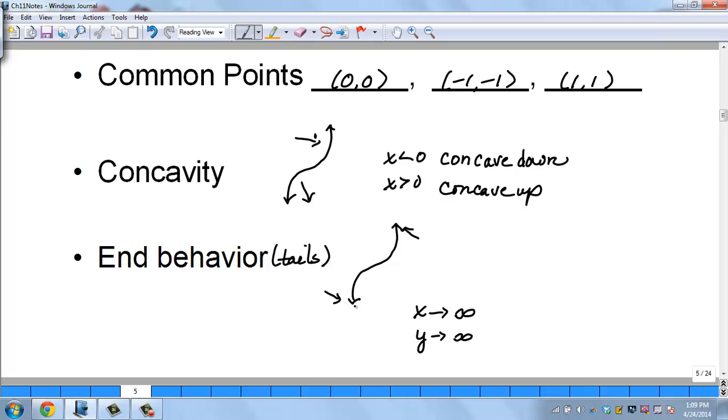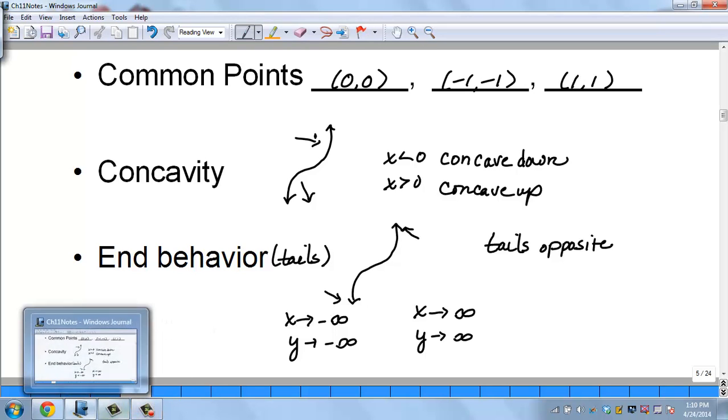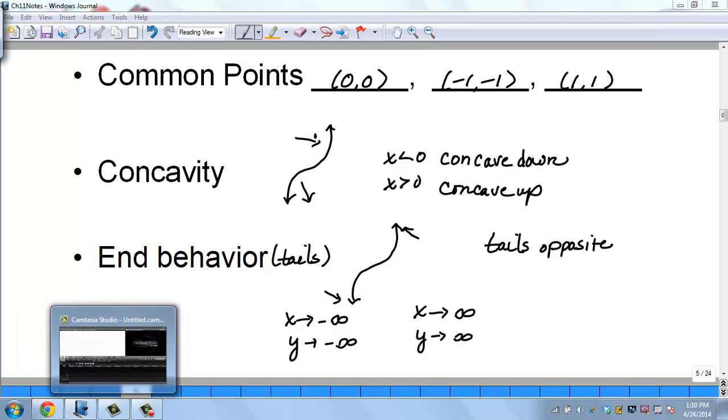If I look at this tail over here, or the end behavior here, when x approaches negative infinity, my y's are approaching negative infinity. And I want you to notice that your tails are opposite, if you will, or your end behavior. One is going in this direction, the other one's going in this direction. And that is one of the characteristics of an odd function, where your tails are in opposite directions. Okay? So let's look at the next one here.